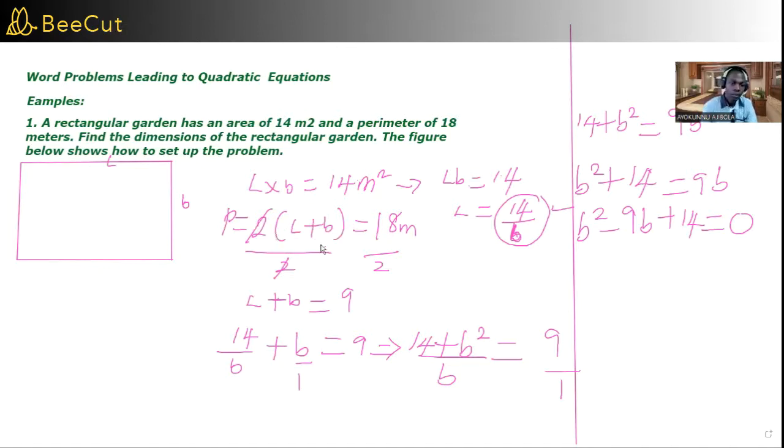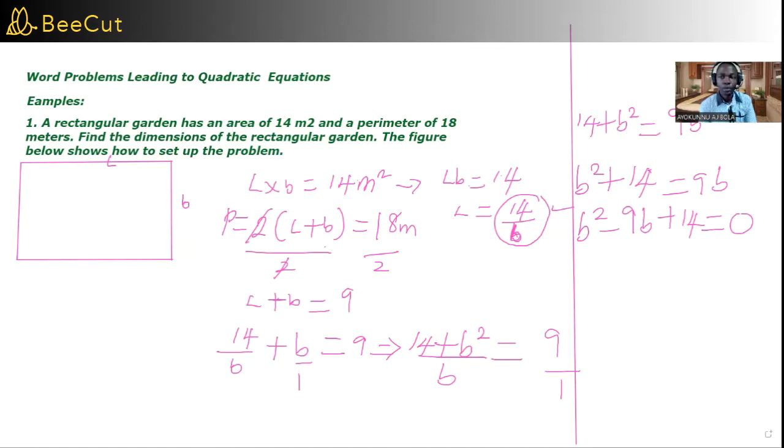And your perimeter is twice of length plus breadth, which equals 18 from the question. When you divide that by 2, you eliminate the 2, and you have length plus breadth equals 9, which is 18 over 2. Here you find your length from the first equation by dividing both sides by breadth. Breadth cancels breadth, you have 14 over breadth as the length, and you put the value of length into the second equation, which is 14 over breadth plus breadth equals 9. So finding your breadth becomes this quadratic equation. We're going to try to solve this quadratic equation now.